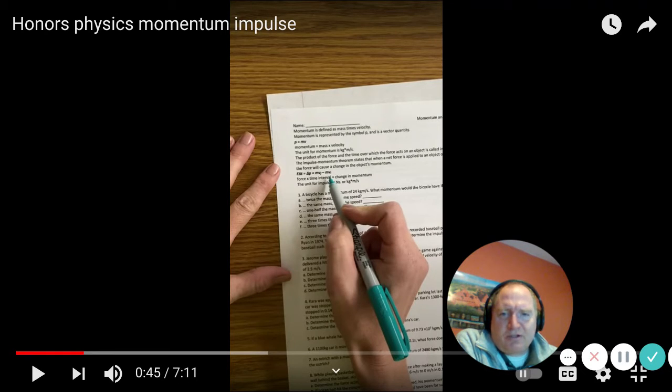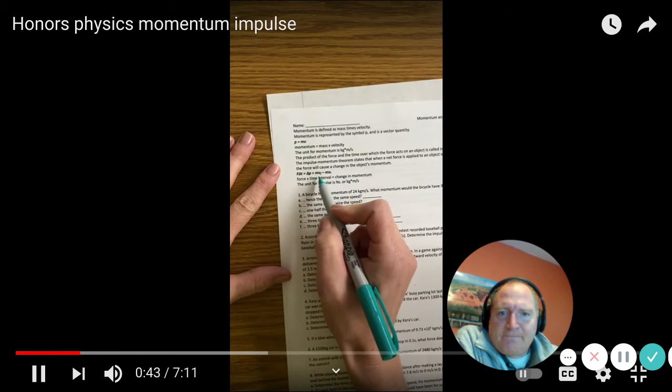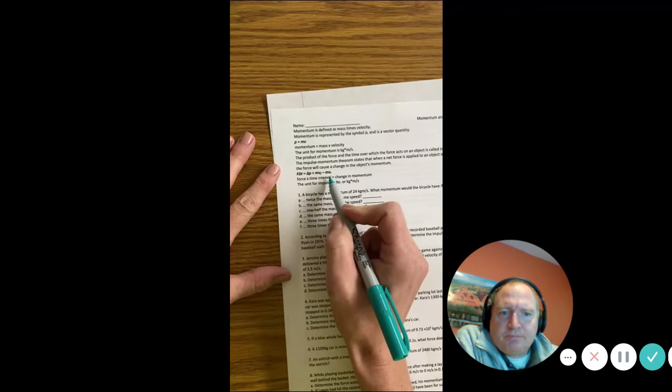Impulse is a vector, and of course, energy is not. So there's a big difference there. So I guess this one is harder because it could be multi-directional. Just go back a little bit. Change in anything is going to be our final of that thing minus our initial of that thing.